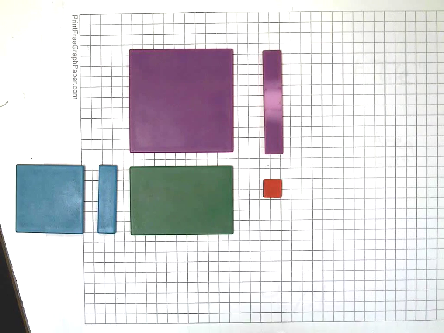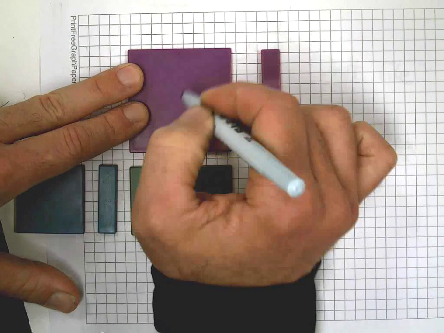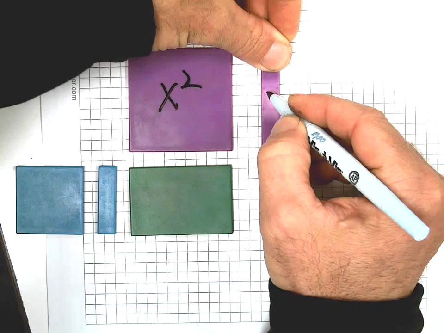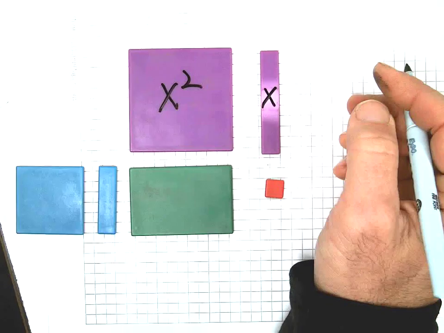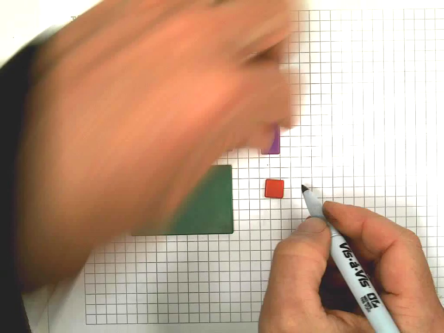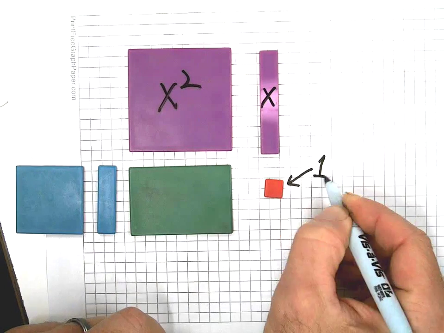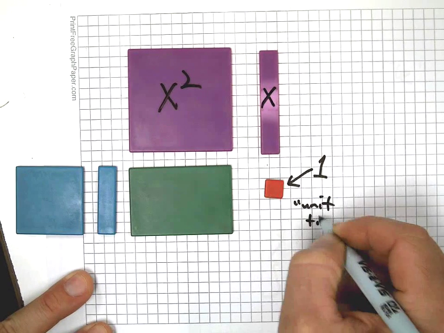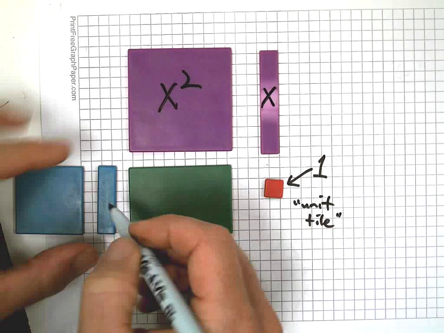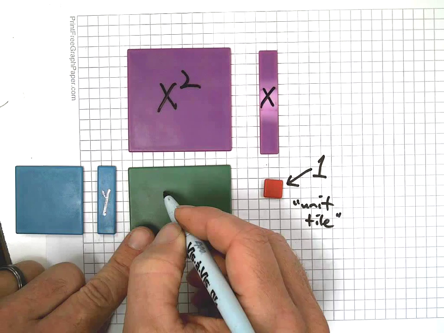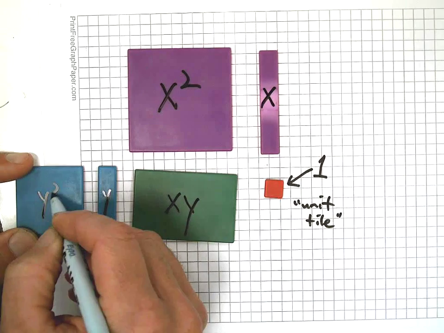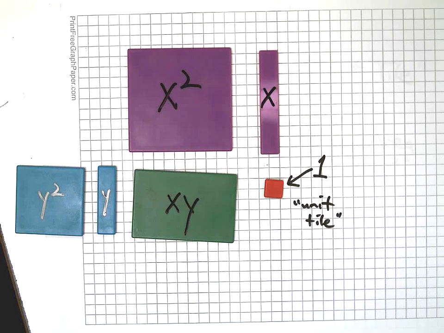Well, hopefully you did this. Hopefully you said, this is x squared. I really apologize for all the throat clearing. I know it's annoying. Believe me, it's more annoying to me. Here we go. This one's just called x. This one is a unit tile, so we're going to call it 1. A unit tile, 1 unit. This one is called a y. This one is xy. And this one is y squared.